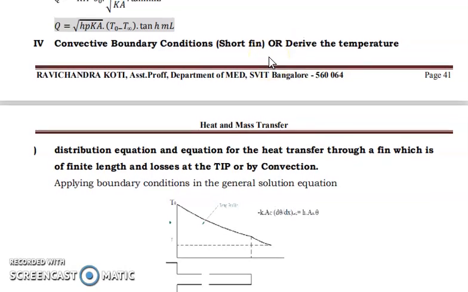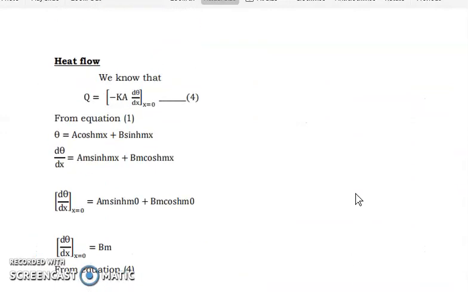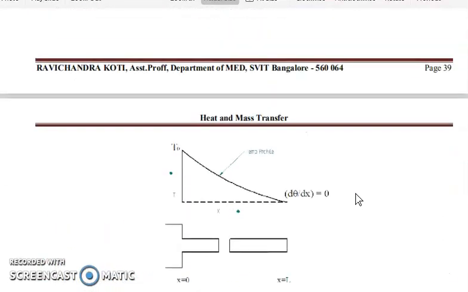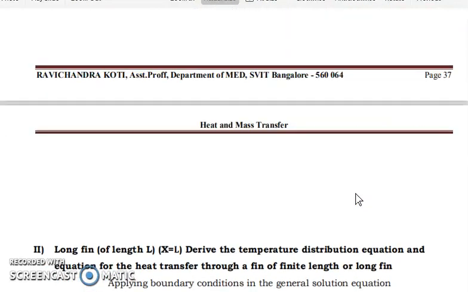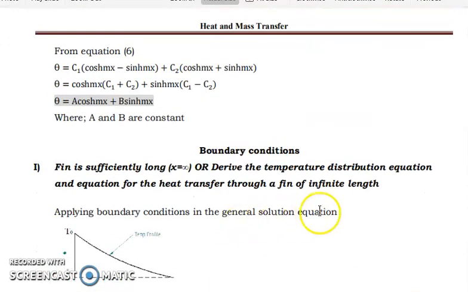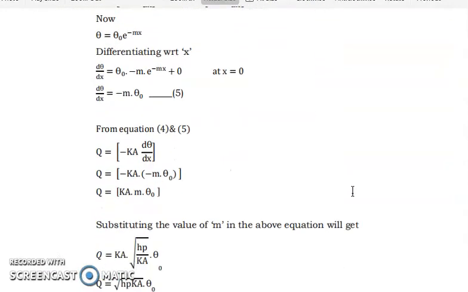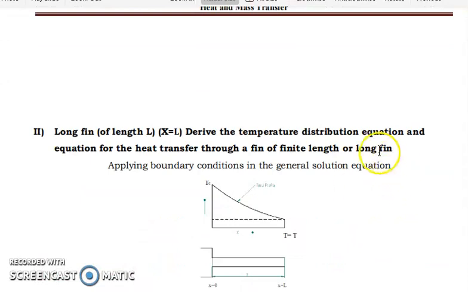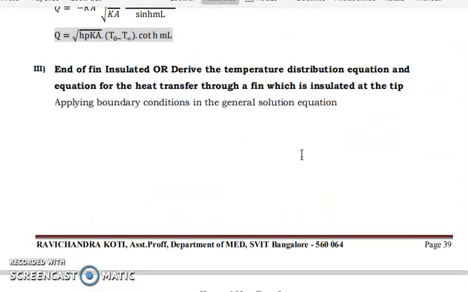In the previous videos, we discussed three types of boundary conditions. The first boundary condition is that the fin has an infinite length. The second boundary condition is that the fin has finite length. The third boundary condition is that the tip of the fin is insulated.